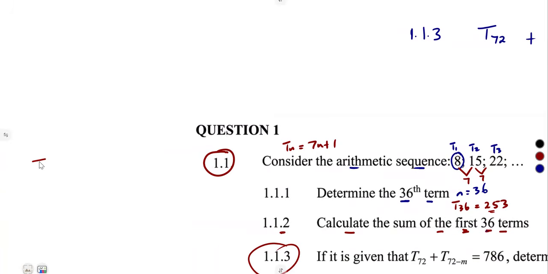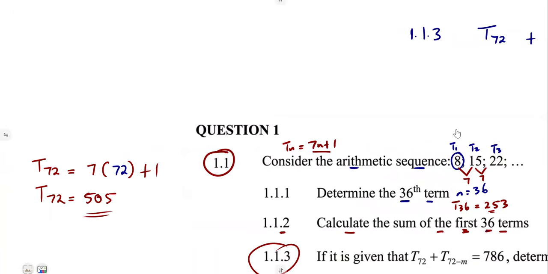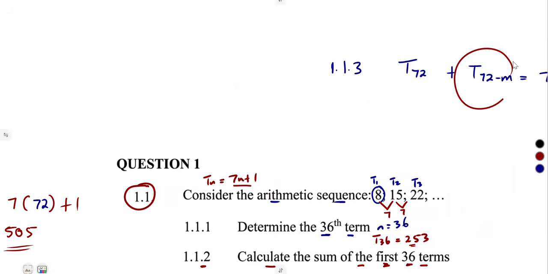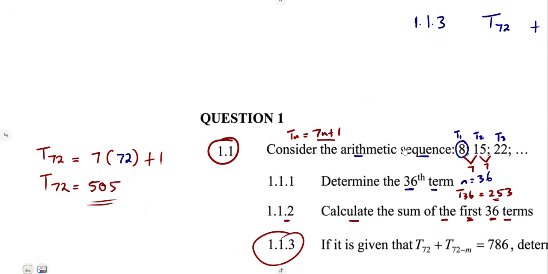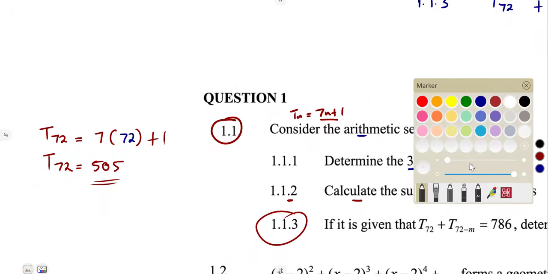So we can even have our T72. Remember from our Tn, which is 7n plus 1, so it's 7, our n is 72, so that's 7 times 72 plus 1. This is going to give us T72, which is 505. All right, so this is what you're going to have. We do calculate the sum, just like the sum here, T72 minus M.